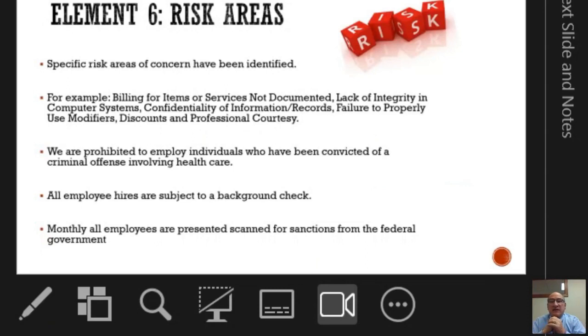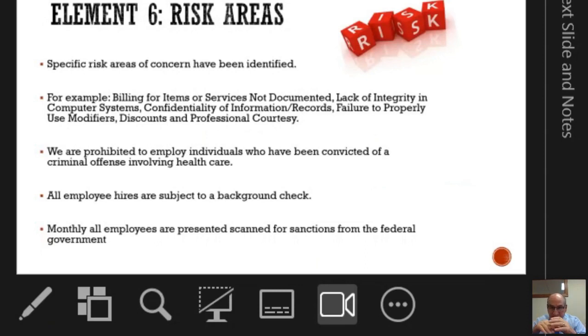Lack of integrity of computer systems. As you know, the MedEnt system, knock on wood, 99.5% of the time it's up and running. And as you guys know, when it goes down, it's a mess. So that could be considered an issue from a compliance standpoint.